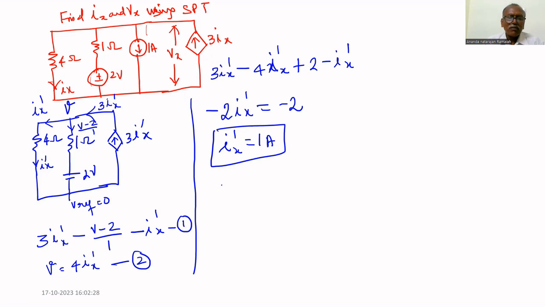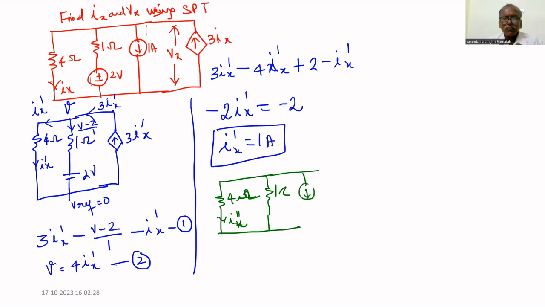Now let us consider the 1 ampere source alone. If you consider that alone, the circuit becomes the 4 ohm resistor, and the current through this is Ix double dash, because we are considering the second source. Now this is 1 ohm, and the voltage source becomes a short circuit. We are going to consider this 1 ampere source and this dependent current source, 3Ix double dash.